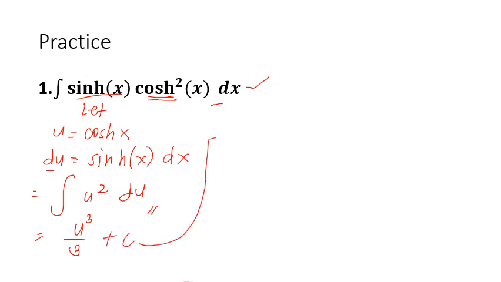This is not yet the final answer because our values are in terms of hyperbolic function. So u is equal to hyperbolic cosine x. So we will have hyperbolic cosine cubed x all over 3 plus c. This is now our final answer.